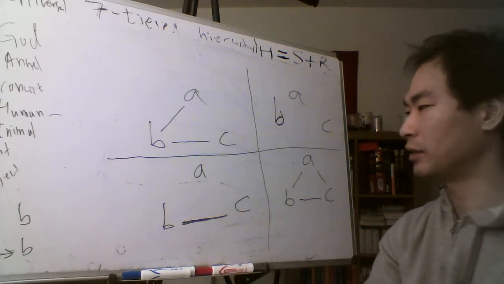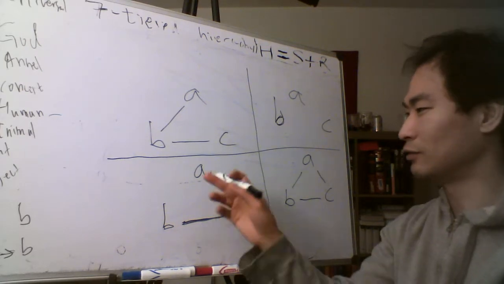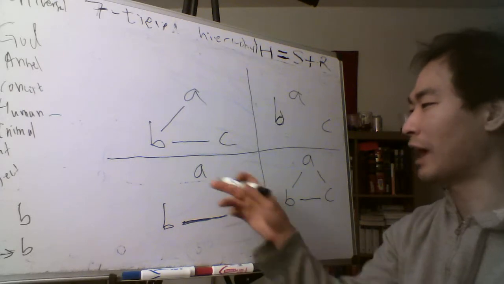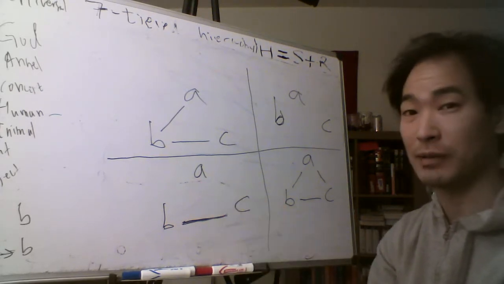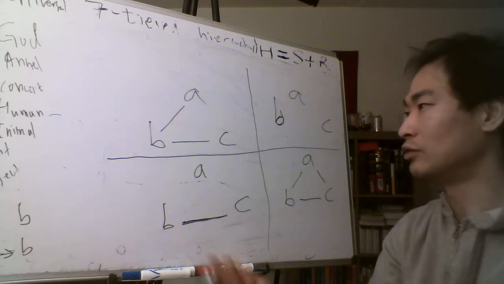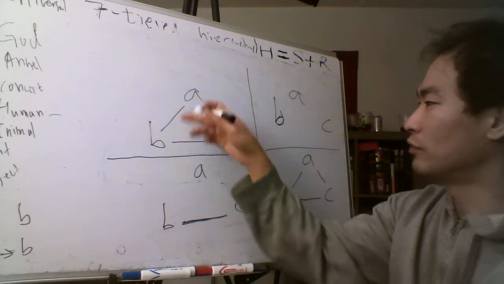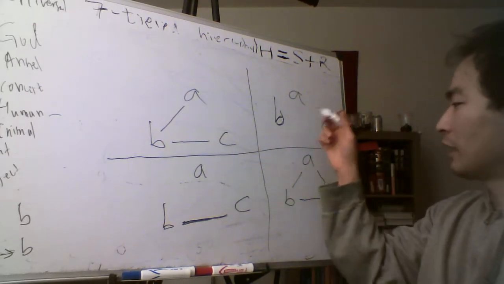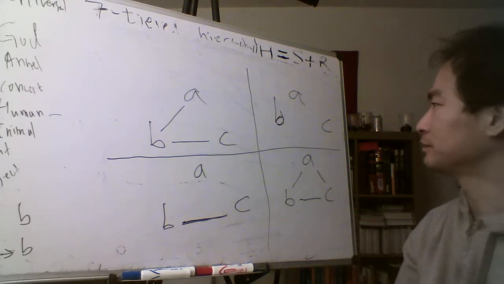B and C are friends, but A is a loner. Okay, it's excluded. Maybe B and C don't like A, or maybe A just wants to be by himself. Who knows? Maybe both. Now B is a mutual friend. A, B, and C. Yeah, none of them like each other. A, B, C. Yeah, everyone's getting along.